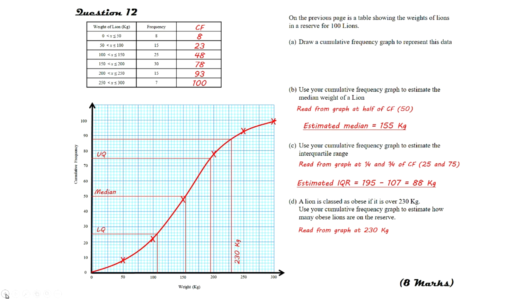Or they might ask if it's over 230, in which case they do ask that it's over. So I need the difference between where my line hits the axes and the very top of this data. So there's 100 data items, I've read off at 88, so I can tell that there are 12 lions that are over 230 kilograms and fat lions.